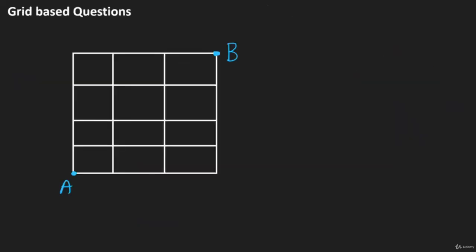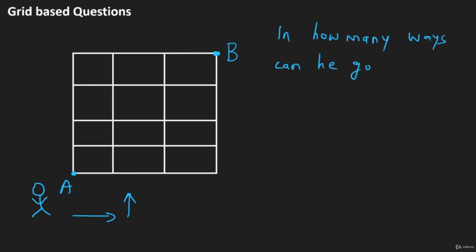In this video, let's discuss grid based questions. You have a grid over here, right? And you have point A over here and you have point B over here. Now say there is a person standing at point A and this person can only move towards the right and towards the top. Now the question is, in how many ways can he go from A to B? There are different ways, right?